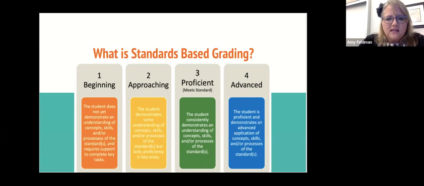Okay, so this is why standards-based grading works. We want them to consistently demonstrate what they need to know. If they can't do it, then we do some remediation. We change the way we're teaching, anything to get the kids to understand, which we'll go over some of that later.